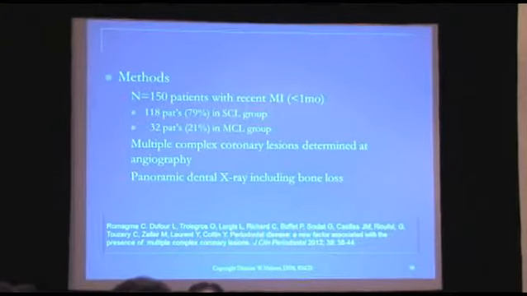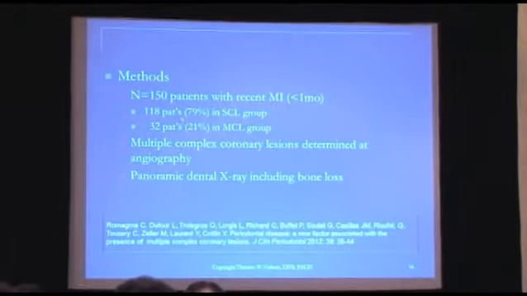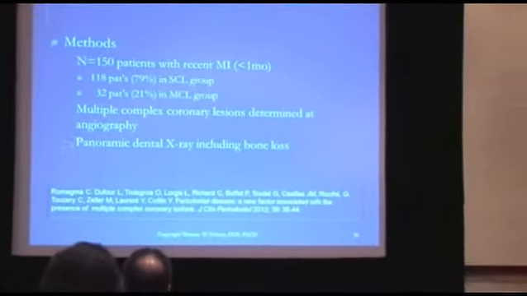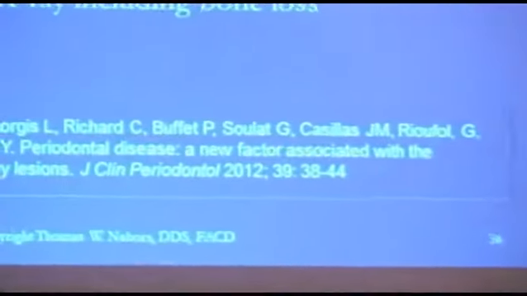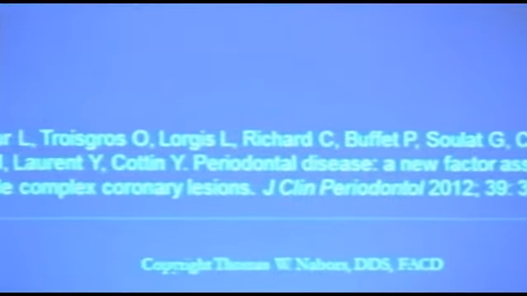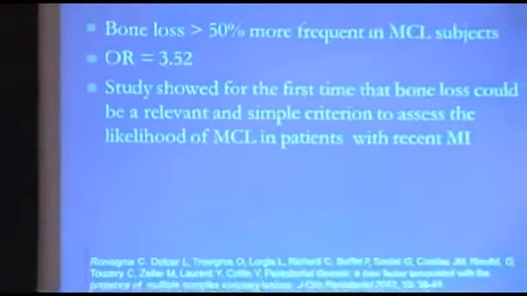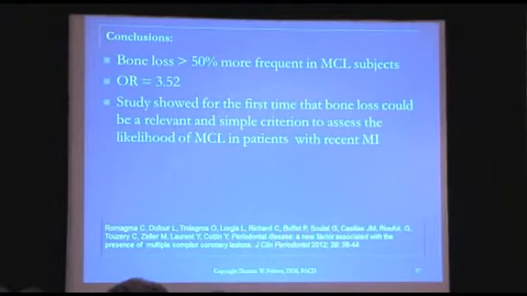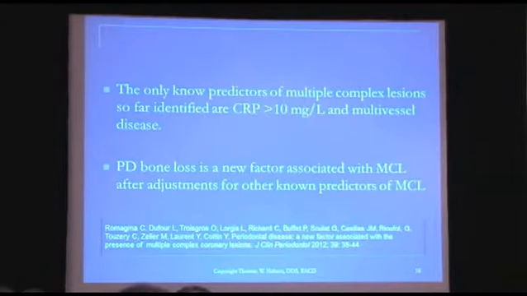They looked at 150 patients with recent heart attacks. These patients had been admitted for coronary rehab, and there were 118 patients in the single complex group, 32 patients in the multiple complex group. Of course they determined this by angiography, and they took panographic dental x-rays while they were going through cardiac rehab in the hospital. What they showed was an odds ratio of 3.52 if alveolar bone loss was greater than 50%. They went on to say that this shows for the first time that bone loss could be a relevant and simple criteria to assess likelihood of multiple coronary lesions in patients with recent heart attacks.